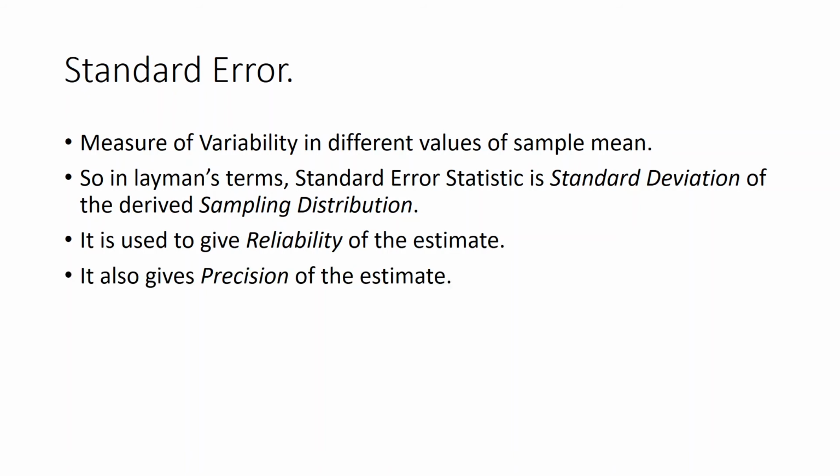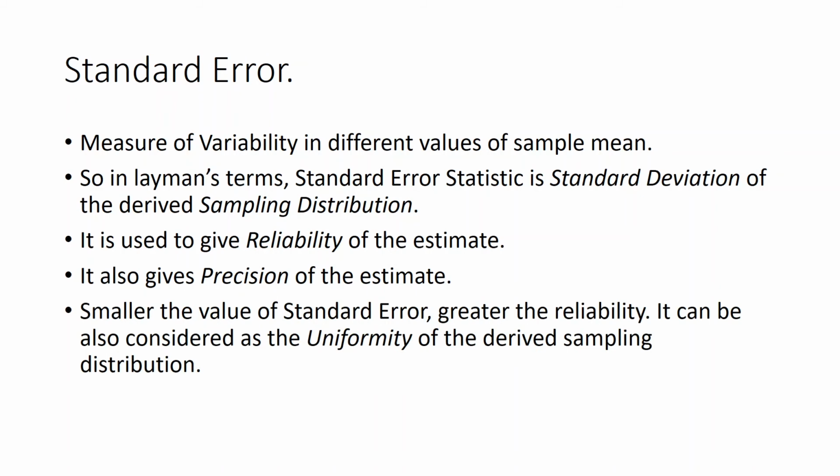It also gives the precision of the estimate. I'll be covering precision much later. It is one of the concepts linked to machine learning also. I have covered it in some tutorials. You can go to my playlist on my channel and find precision and recall. Smaller the value of the standard error, greater the reliability. Smaller the value of the standard error, greater the reliability. So basically it is inversely proportional.